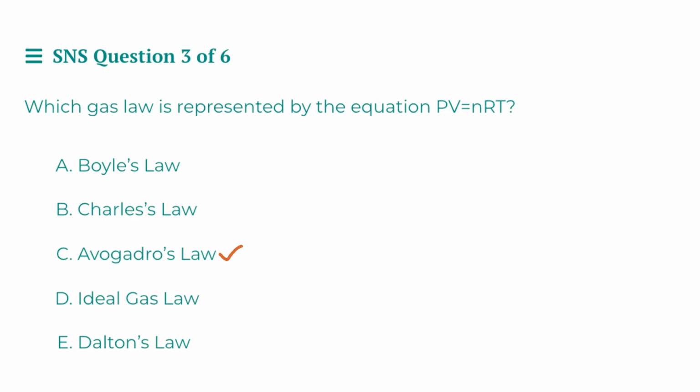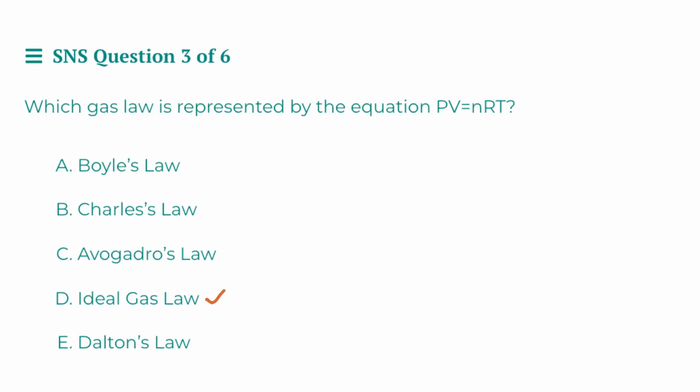Next, we have Avogadro's law, and Avogadro's law states that the volume is directly proportional to the number of moles at constant temperature and constant pressure. And similarly, we can represent the equation for Avogadro's law as follows. We have V1 divided by n1, so we have the initial volume divided by the initial number of moles, is equal to V2, the final volume, divided by n2, the final number of moles. And once again, we can see that this is not represented by PV equals nRT. So Avogadro's law, like Charles' law and Boyle's law, is not the correct answer.